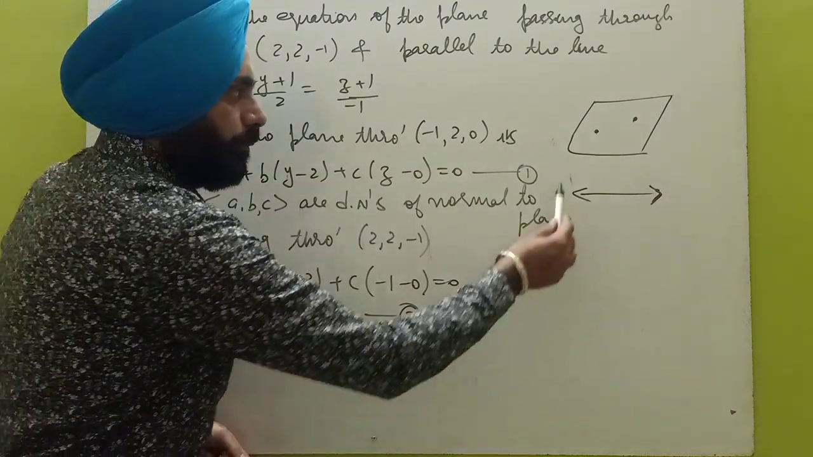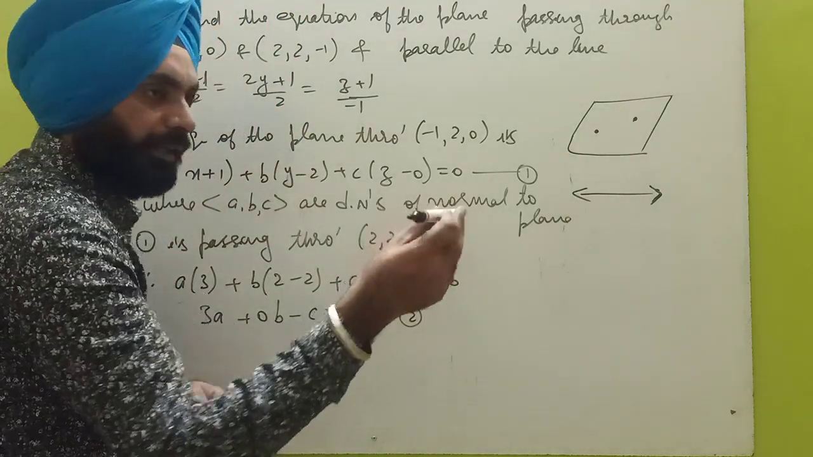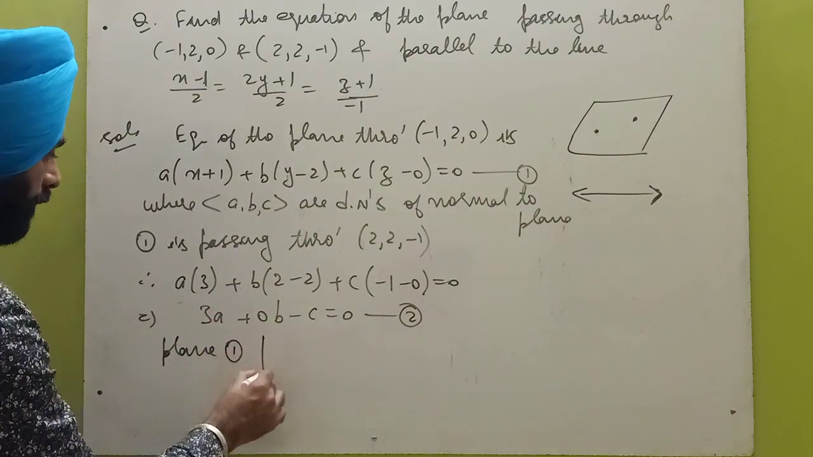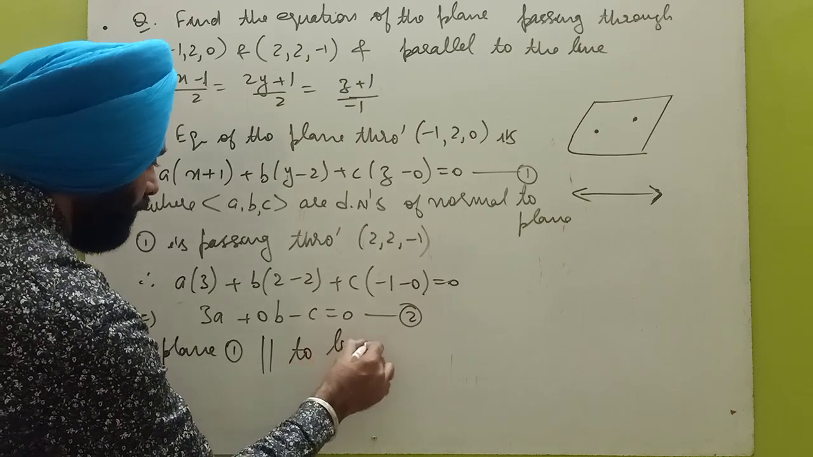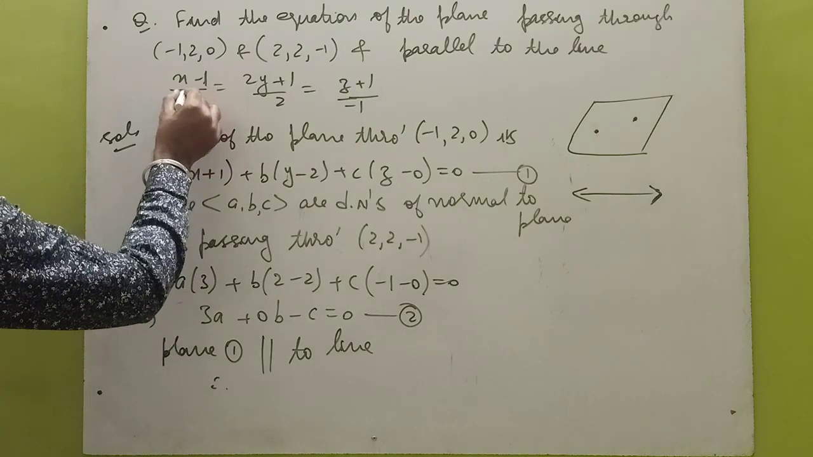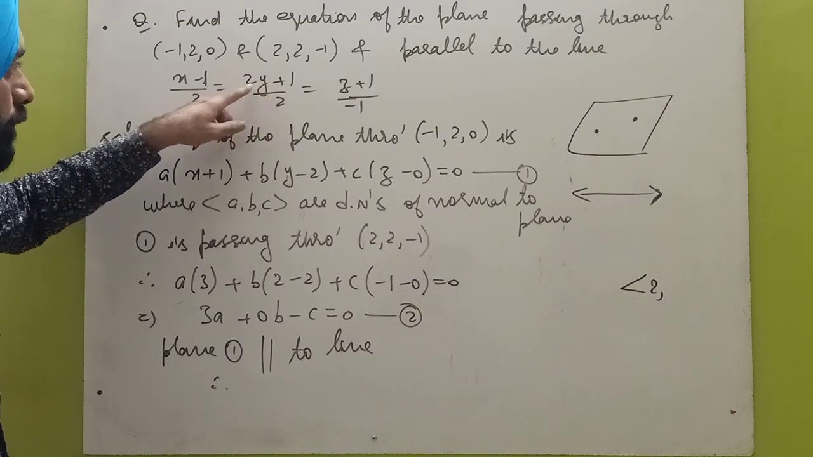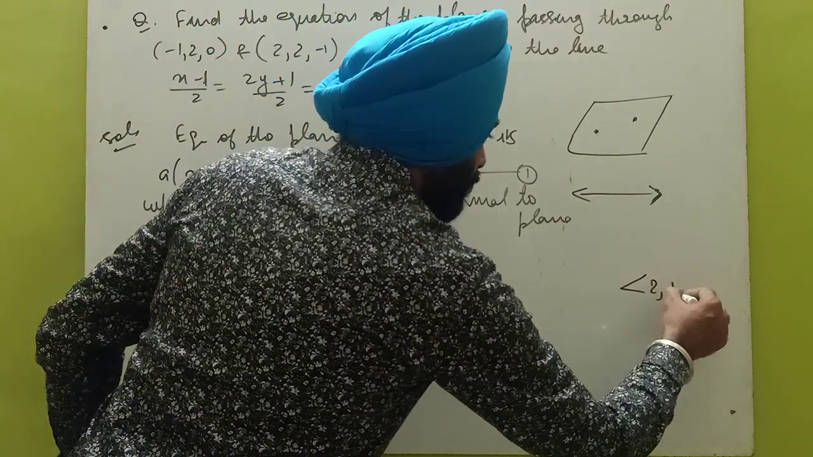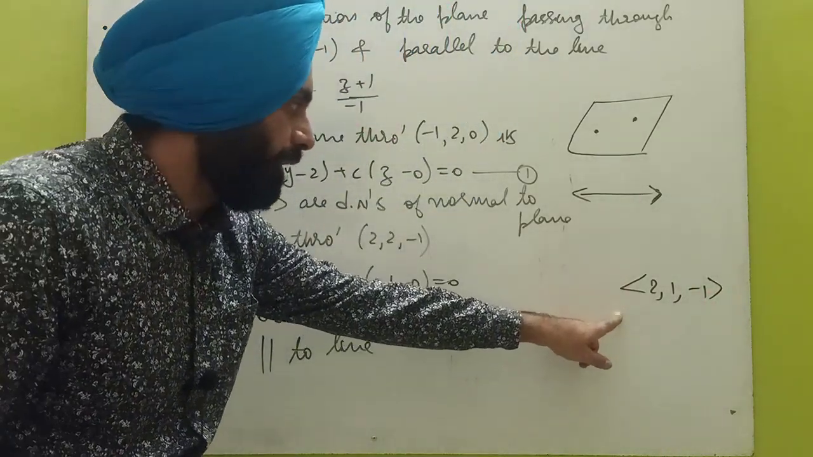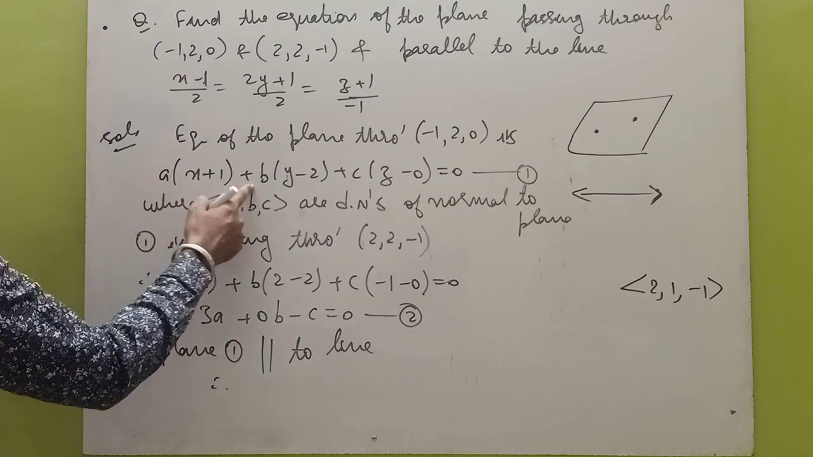Now the second condition: this plane is parallel to this line. The plane is parallel to a line, so the normal of the plane is perpendicular to the line. Plane number 1 is parallel to the given line. Therefore, the product of the direction numbers is 0. Direction numbers of this line are, from here, this is 2, but this is not 2. Take 2 common first of all, then 2 will cancel out. So there will be 1 and this is minus 1. The direction numbers of the line are 2, 1, minus 1, and those of the plane are a, b, c.